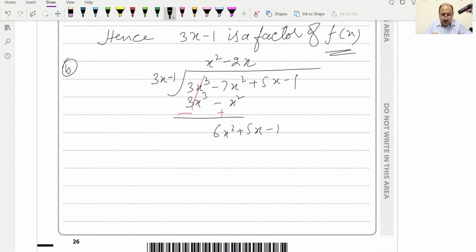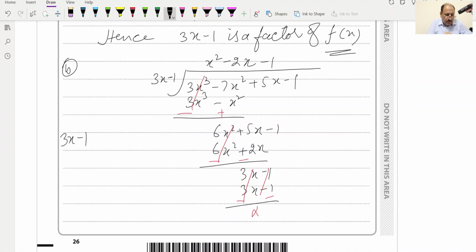So −2x, so it will be −6x² + 2x, and change sign. After changing sign and cancellation, we will get 3x − 1, and we can multiply it with −1, and we will get 3x − 1, change sign and cancellation. So our term will be (3x − 1)(x² − 2x + 1) = 0.